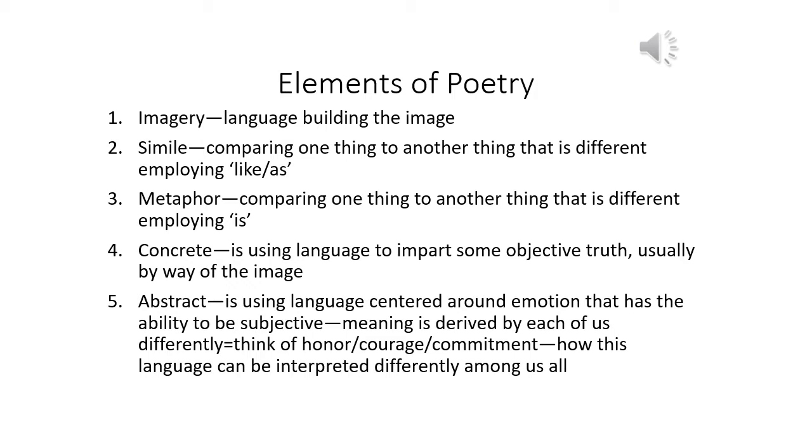A lot of times the imagery is built through metaphor and simile. So number two, simile. Comparing one thing to another thing that is different, employing like or as, right? Number three, metaphor. Similar to simile, comparing one thing to another thing that is different, you're employing the word is. So you're making a direct comparison with metaphor, whereas simile is making a weaker comparison, but still a comparison nonetheless.